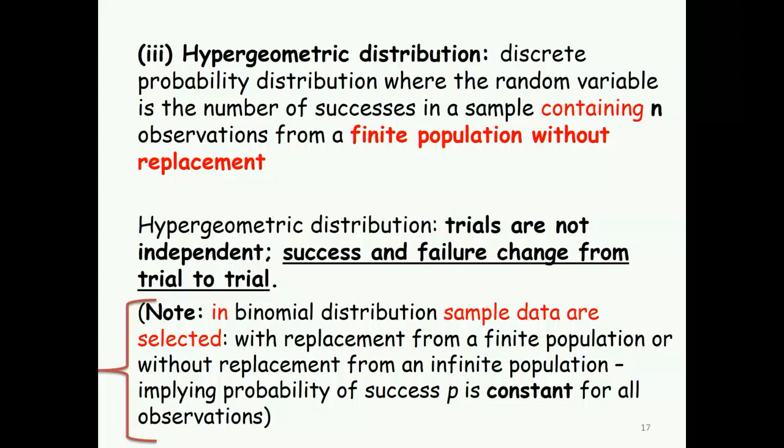In a hypergeometric distribution, trials are not independent. They are dependent. Success and failure, P and Q, change from trial to trial. In a binomial distribution, sample data are selected with replacement from a finite population. What does it mean, with replacement from a finite population? This is fine, finite population.